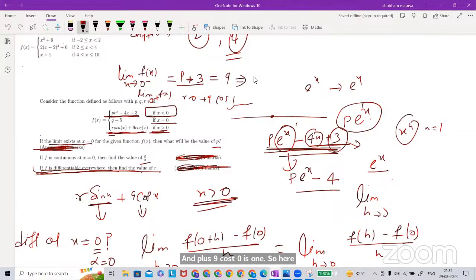That means now let's solve this. The left limit is equal to the right limit, so p plus 3 equals 9, and p is going to be 6. So here it is 6. So 6 times e power x minus 4x plus 3 is our function when x is less than 0.